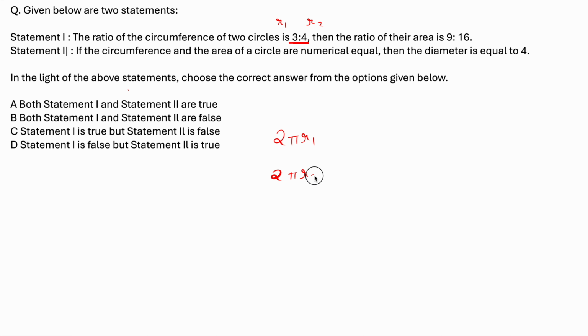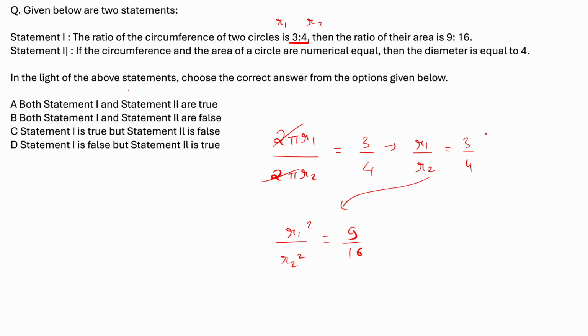2 pi, 2 pi cancels. I get r1 upon r2 is 3 by 4. If r1 upon r2 is 3 by 4, let us square both sides here. We will get r1 square upon r2 square is 9 by 16, right? 3 square is 9, 4 square is 16. Let's multiply above and below by pi. I'll get pi r1 square upon pi r2 square is 9 by 16.